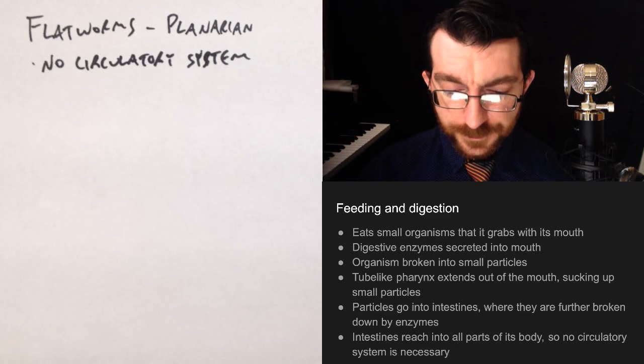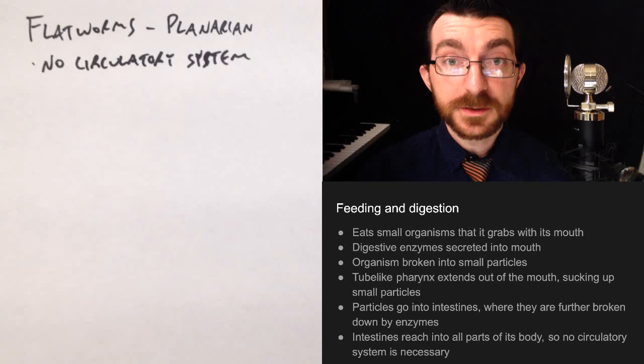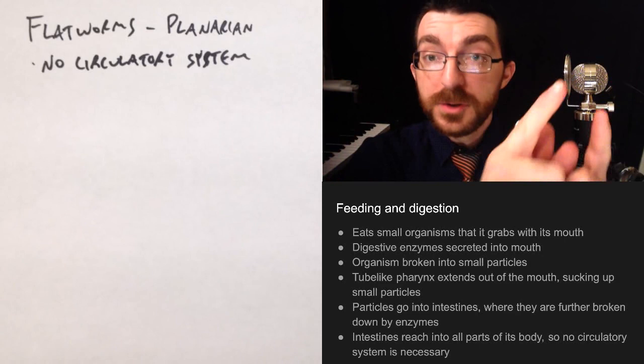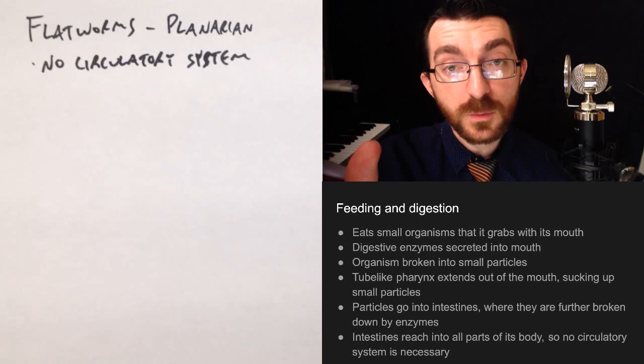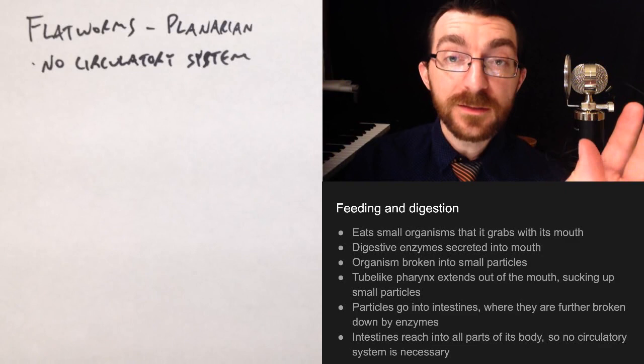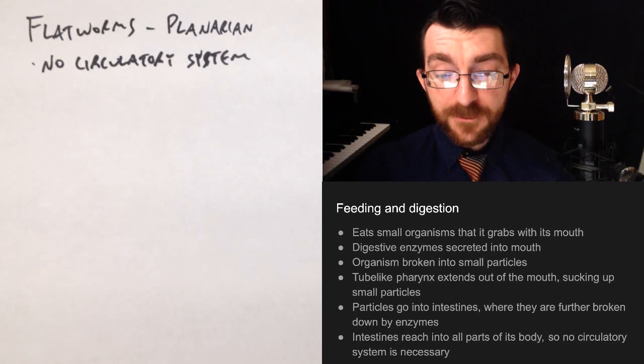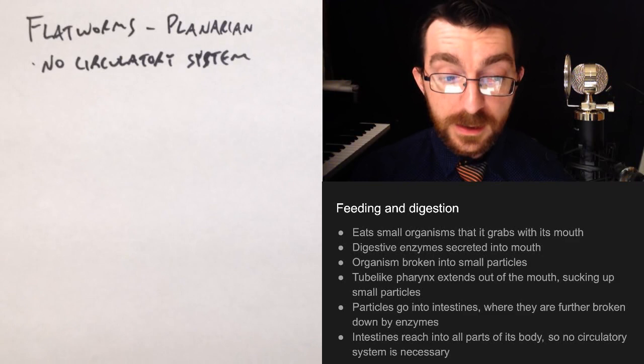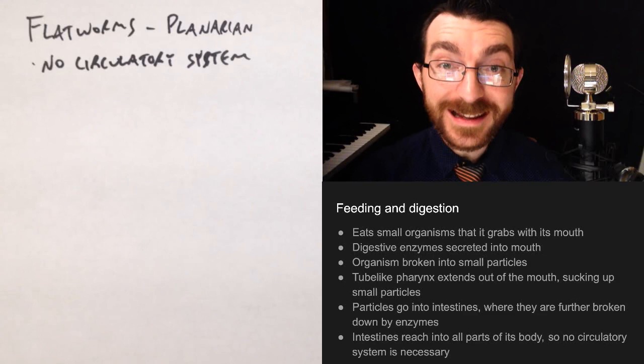The function of a circulatory system is kind of like the vascular tissue in plants. It's just to transport materials from one location to another, whether it's food from the place where food is produced or harvested to the places that need that food, or whether it's waste from the places that produce the waste out to a system that can get rid of it. That's what a circulatory system does. If the intestines reach into all parts of the body, that means that the nutrition from its food is accessible everywhere. You don't need to transport it.